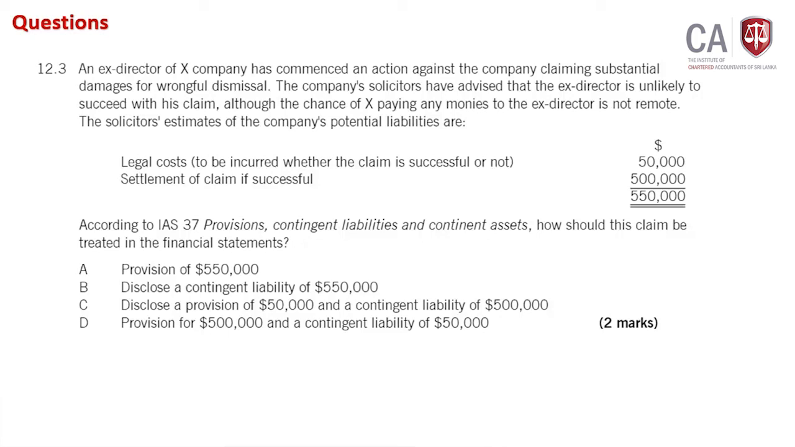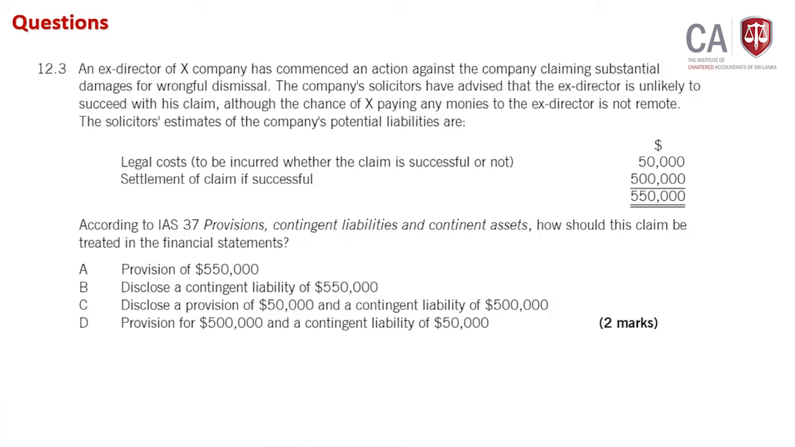For some expenses you will make a provision, for some you will not. How do you figure it out? Provision for 550,000. So, this 550,000 consists of two things. Legal cost to be incurred whether the claim is successful or not. Whether you are successful or not, 50,000 you have to incur. For that 50,000 you have to make a what? Provision, definitely. Whether you win or lose this case is a different story, but you have to pay 50,000. You have a present obligation as a result of a past event, and that amount you can measure reliably.